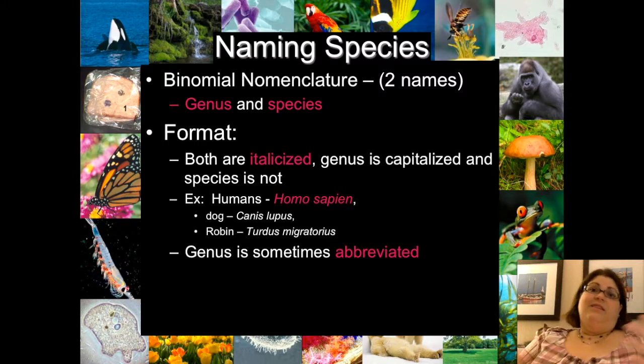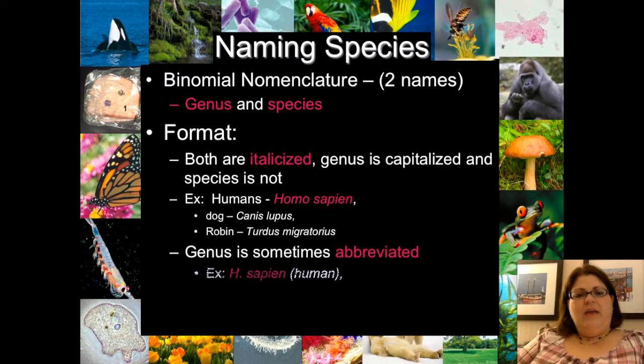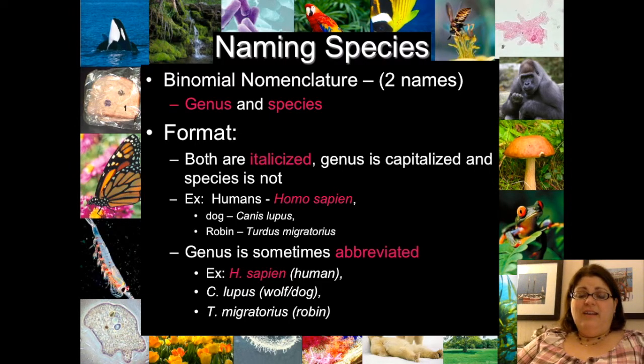However, sometimes, like let's say you're writing a paper in college on a species, the first time you write it out, you write the whole thing, but after that it gets a little tedious. And so we can abbreviate it sometimes, and we would abbreviate the genus. So H. sapien is Homo sapien, Canis lupus would be C. lupus, and Turdus migratorius would be T. migratorius. One that's written like this a lot of times that you've probably heard of is E. coli. That's a type of bacteria.